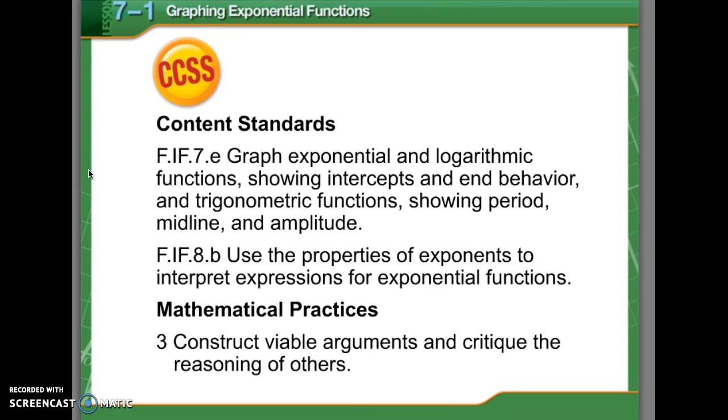We're also going to look at trig functions, probably not in this lesson though. That's just part of the content standard. The other content standard is using properties of exponents to interpret expressions for exponential functions. And the mathematical practice that we're going to focus on is constructing a viable argument and critiquing the reasoning of others.